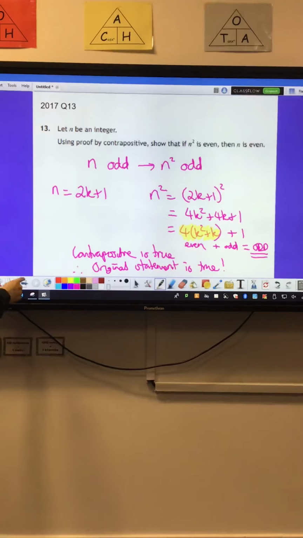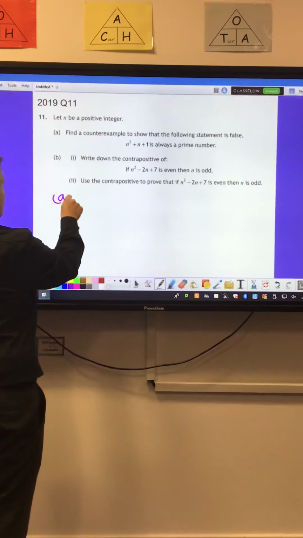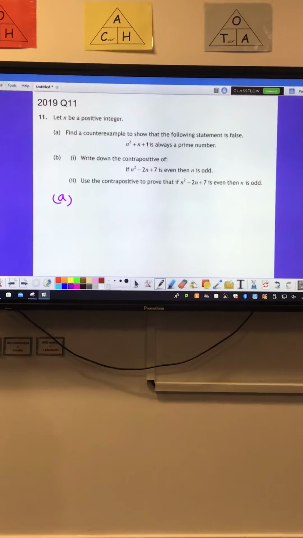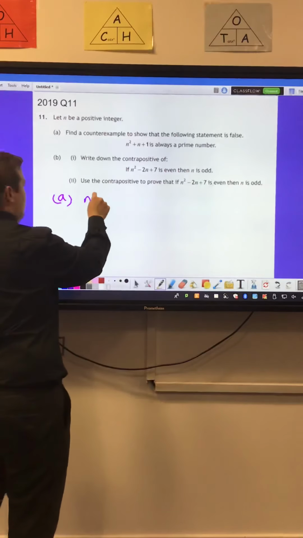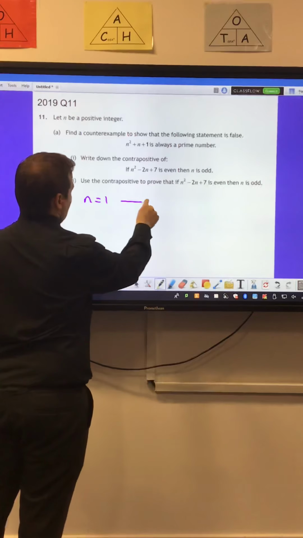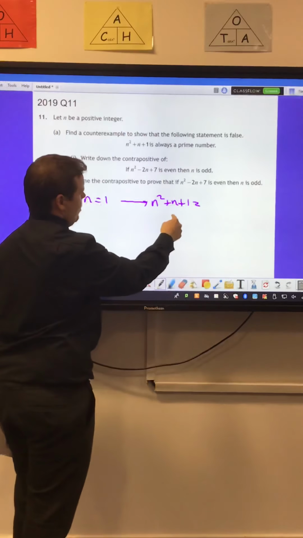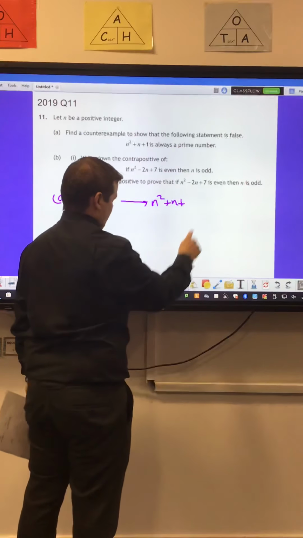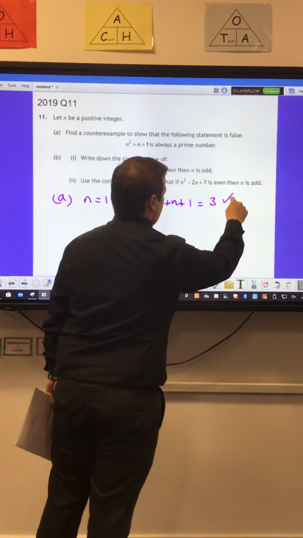Okay, to finish off, 2019, we've got a couple of bits here. It says let n be a positive integer, find a counterexample to show that the following statement is false. Well, okay, let's see what we can pick. Again, you could just go through numbers. Let's try n equals 1. What is that going to give us? n squared plus n plus 1. 1 squared plus 1 is 2, plus 1 is 3. That's prime, so that holds.